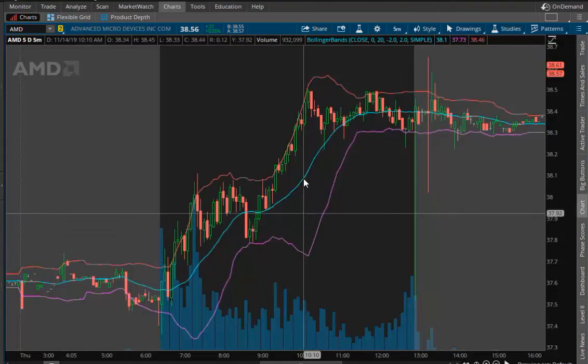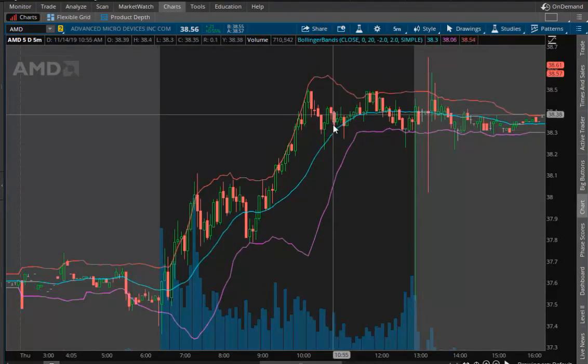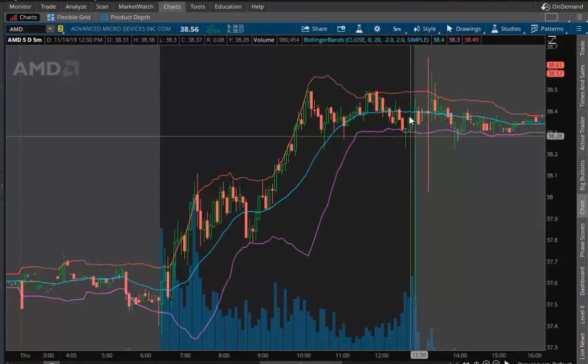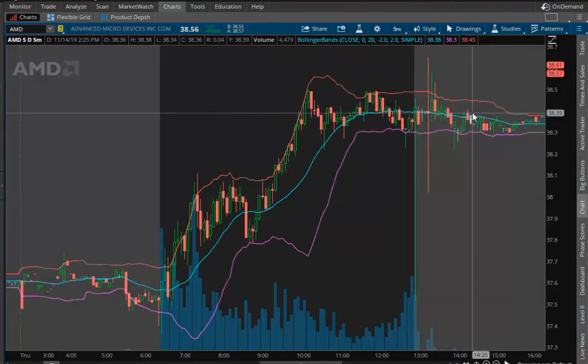And as you can see, the share price just starts going choppy and sideways, and then just bounces in between the two bands. Boom, boom, boom, boom, boom, and just goes sideways.